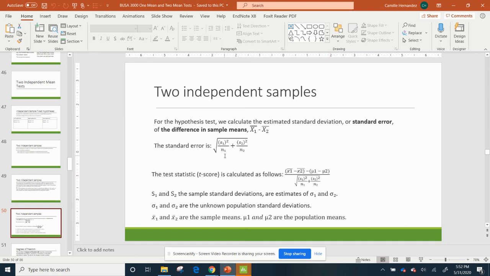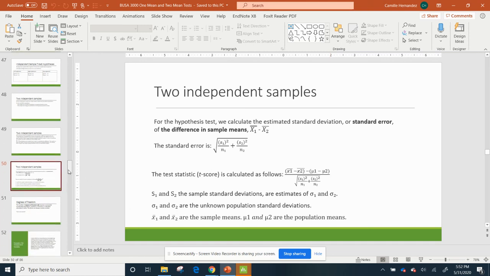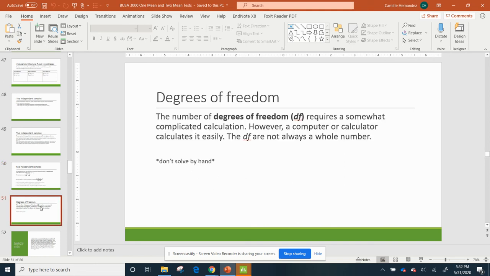I just wanted you to see the formulas to see that basically what we're doing is looking at the samples and comparing them, and that's how we get the information. The degrees of freedom requires a somewhat complicated calculation, but we're not going to have to worry about it because Minitab does it for us. All right.